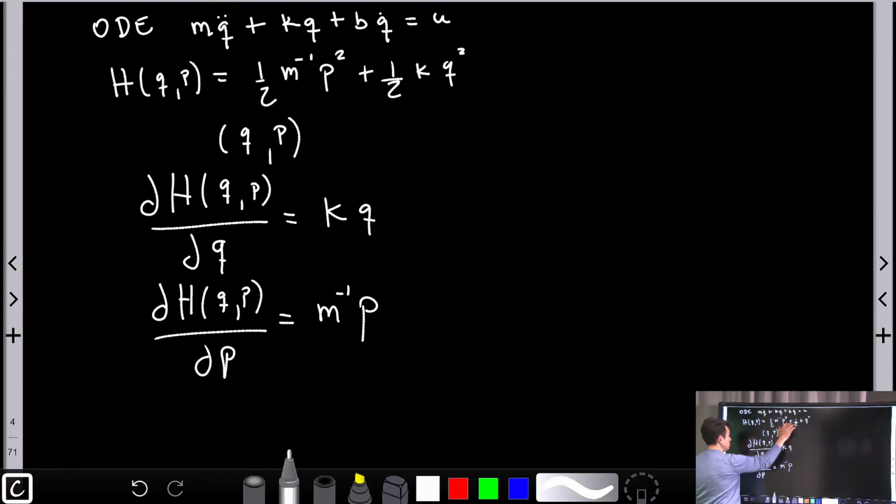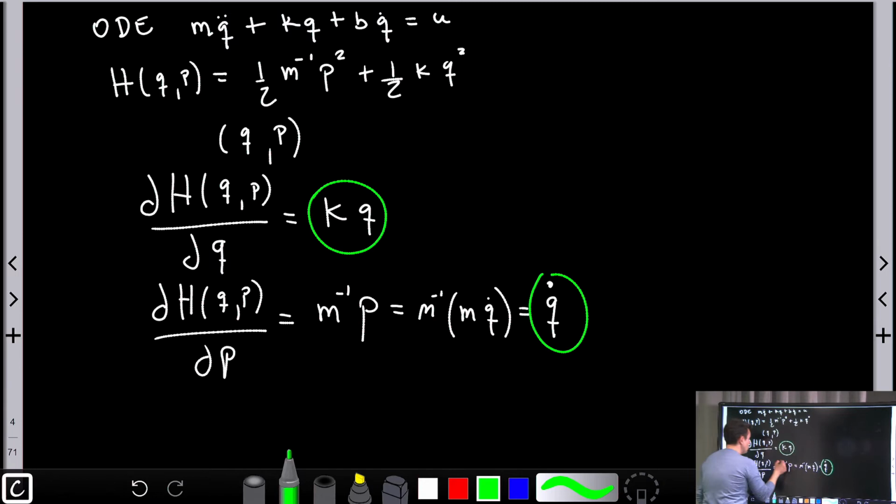Now, the interesting thing is that we can always replace momenta. Recall that momenta is just mass by speed, which means that the partial derivative of the Hamiltonian with respect to the generalized momenta is just the speed. That's all. It's the speed. Now we have these two interesting results. We have this result, and we have this result. Now, what happens when we replace both results in this ODE?